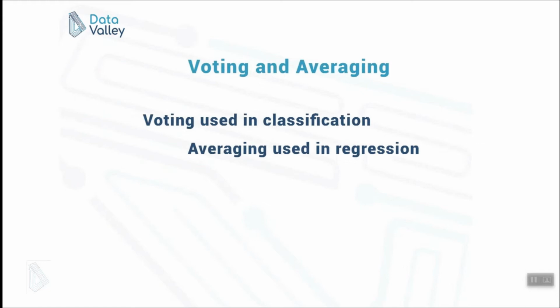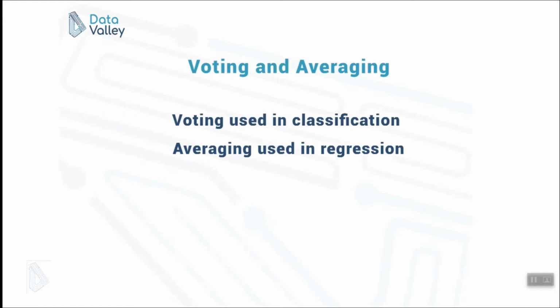Speaking about voting and averaging, you may have guessed now that voting is used in classification and averaging is suitable to be used in regression, and we will reveal the mechanics of each in the next slides.